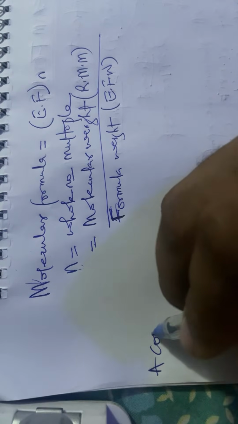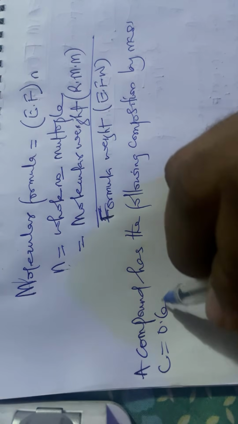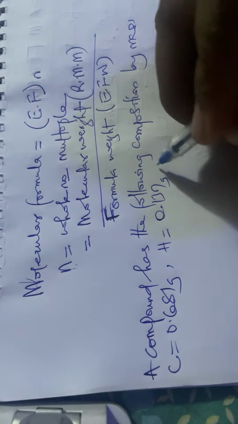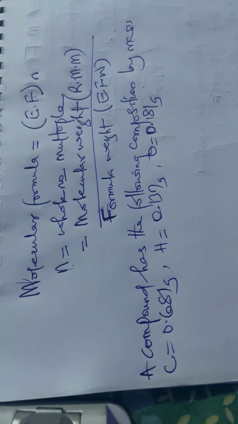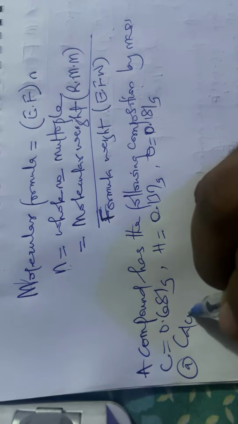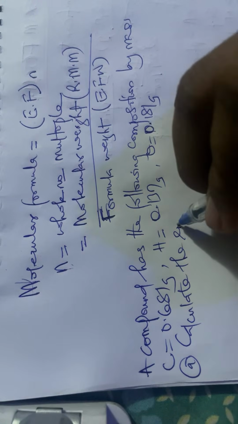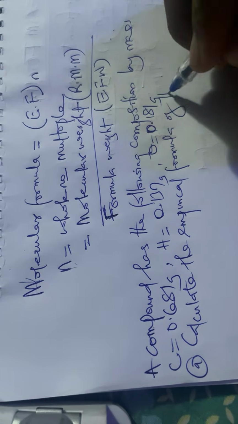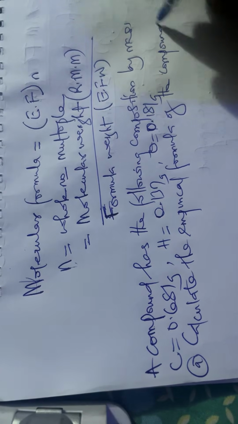A compound has the following composition by mass. C is equal to 0.681 grams, H is equal to 0.137 grams, and O is equal to 0.181 grams. Now A, calculate the empirical formula of the compound.